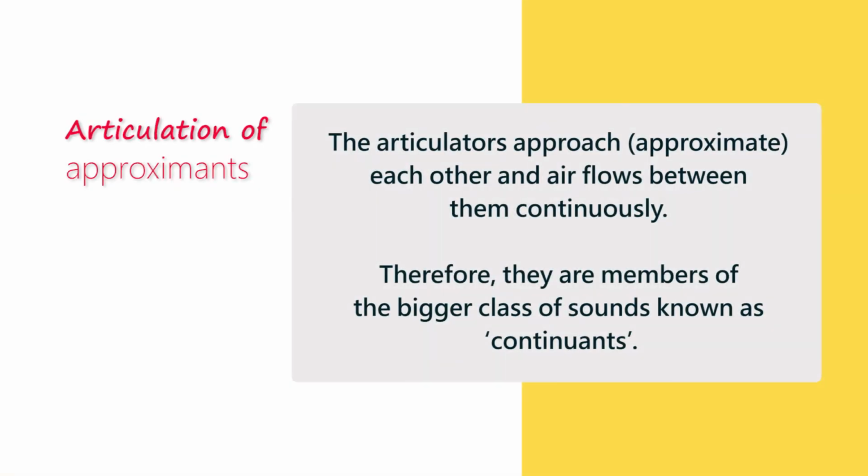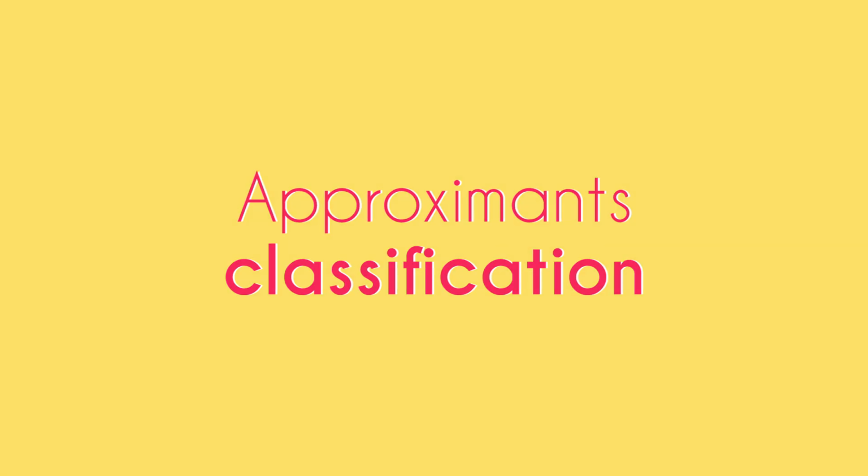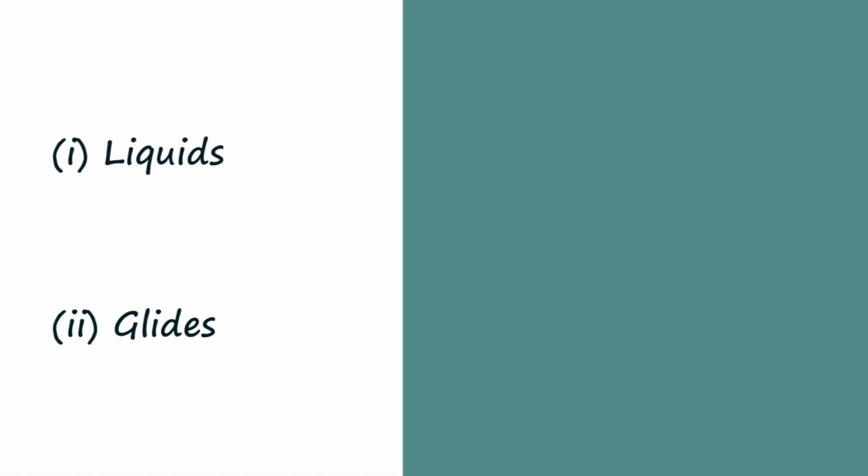In the articulation of approximants, the articulators, the speech organs, approach, that is, they approximate each other, and air flows between them continuously. Therefore, approximants are also members of the bigger class of sounds known as continuants. You can classify approximants into two classes: liquids and glides.